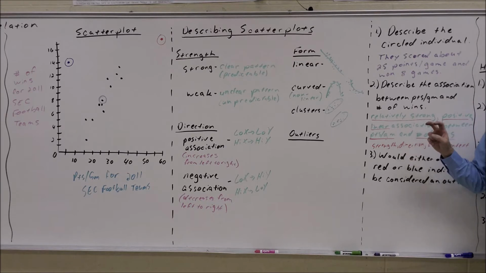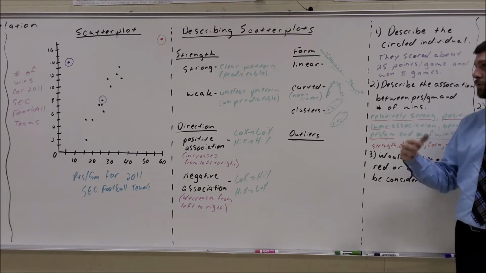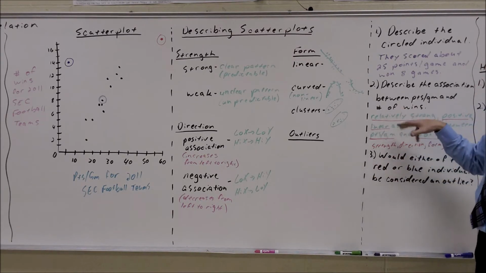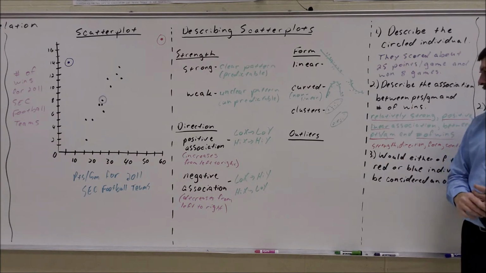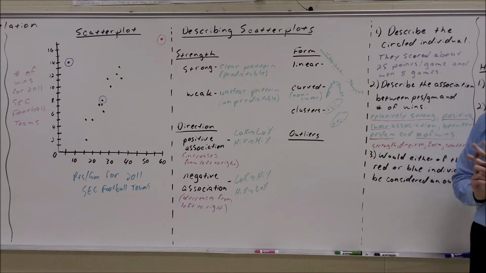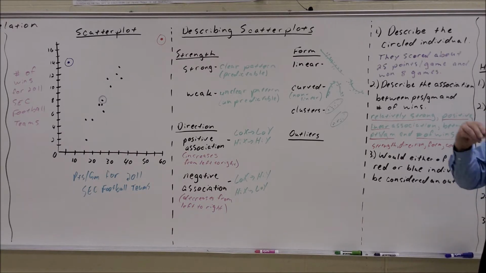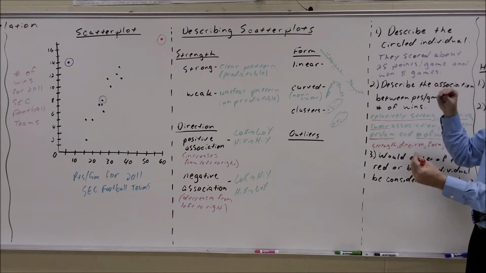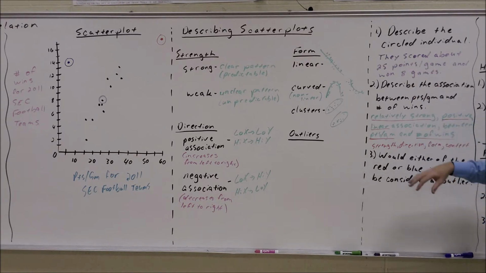Notice for my strength, I didn't say just strong, I said relatively strong. That's where these are kind of nice because you can qualify things like relatively strong, kind of strong, moderately strong. It doesn't have to be a perfect relationship, a perfectly straight line. We can say, okay, it's approximate.